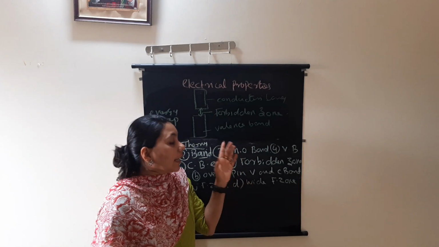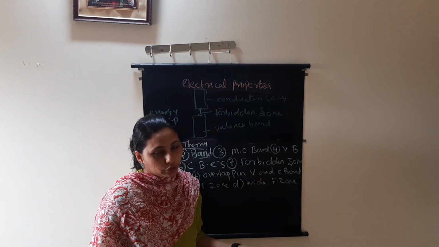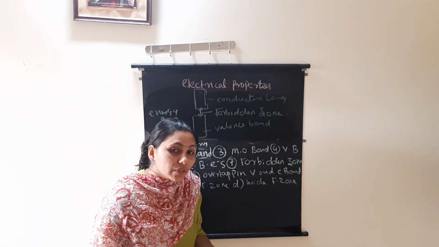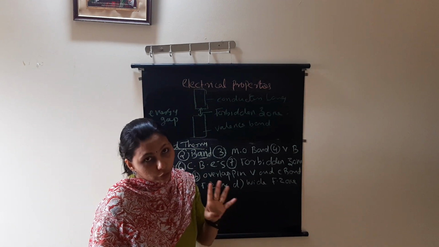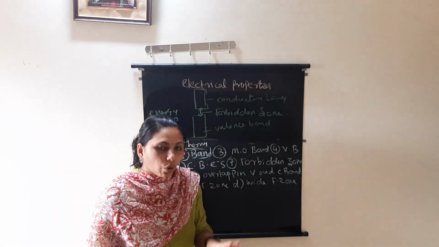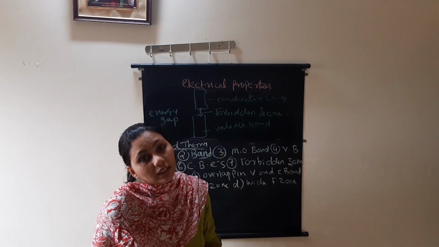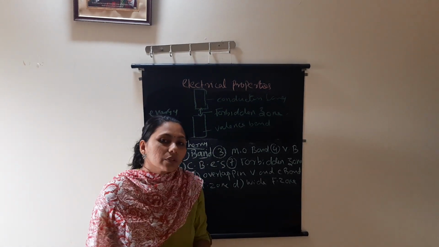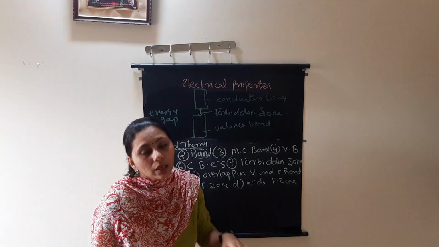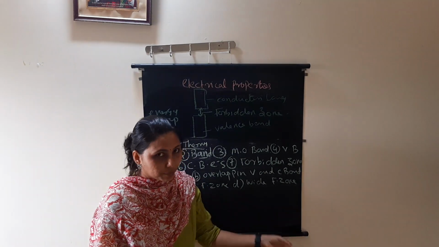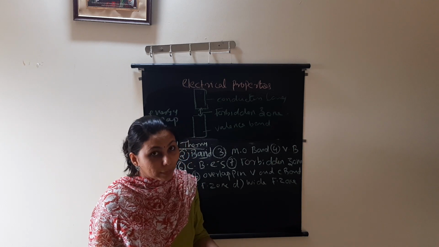Next is the eighth postulate. This is just the conclusion of all the postulates. The eighth postulate says that the conductivity of a solid substance mainly depends upon four factors. How many factors? Four factors. The first factor is partially filled valence band. I will explain in detail next, including how it is partially or completely filled.